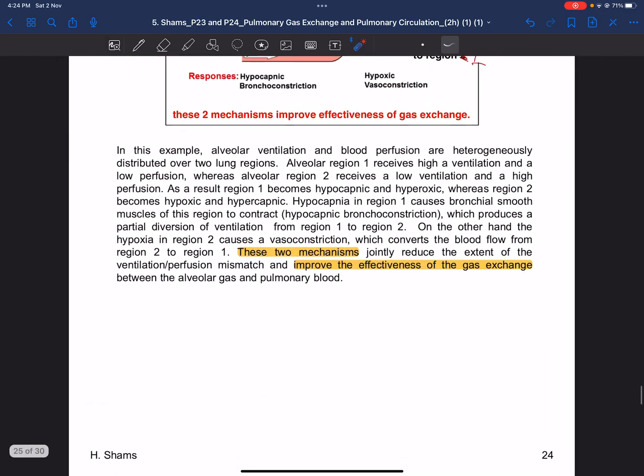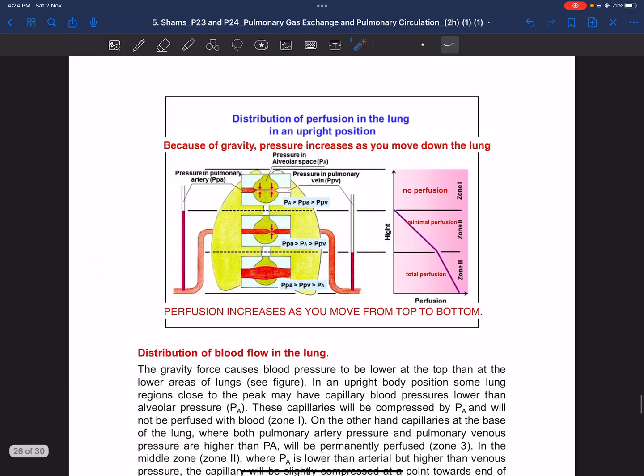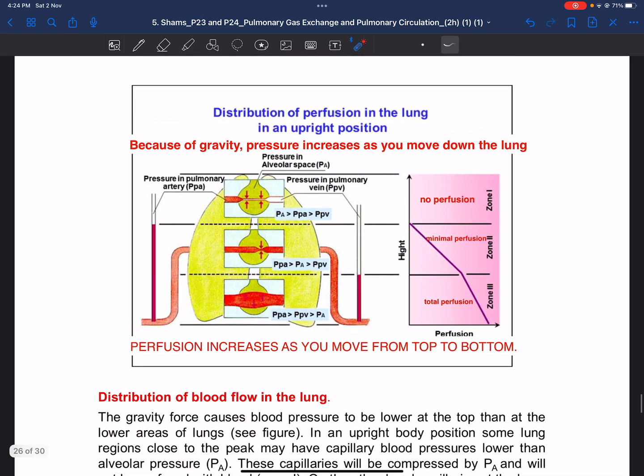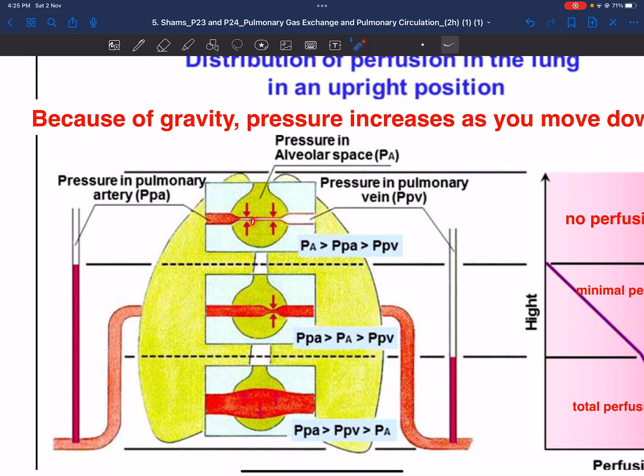Like we said before, these two mechanisms improve the effectiveness of gas exchange. Over here, you have distribution of perfusion in the lung in an upright position. Keep this in mind, this is in an upright position. So at the top, zone 1, you have zero perfusion because this is getting constricted because the alveolar pressure is very high. Let me explain to you.